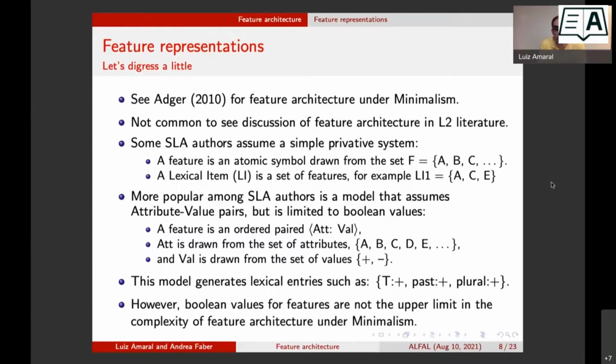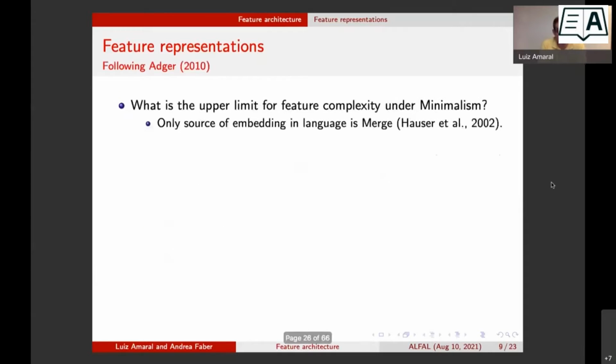However, Boolean values for features are not the upper limit to complexity of feature architectures under minimalism. And that's an interesting point that Azure makes, right? And that we will pick up here. So what is the upper limit for feature complexity under minimalism?